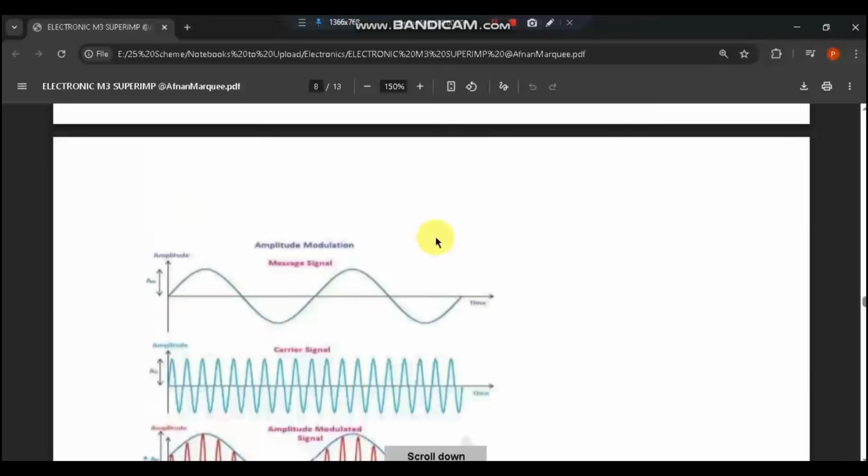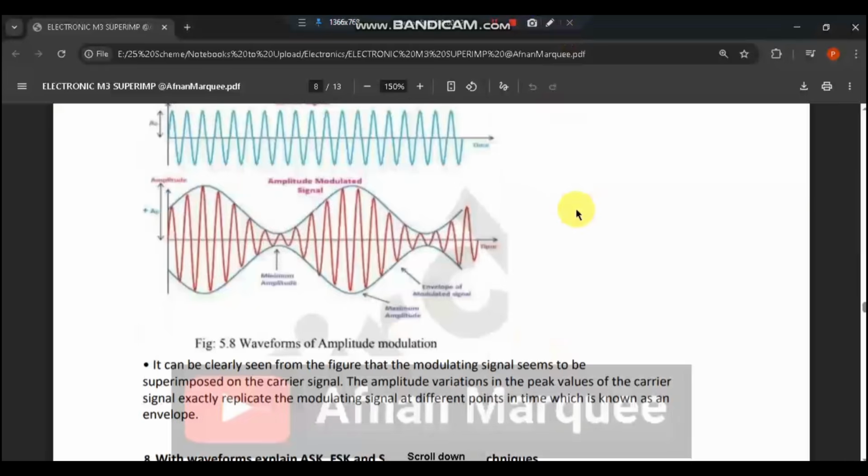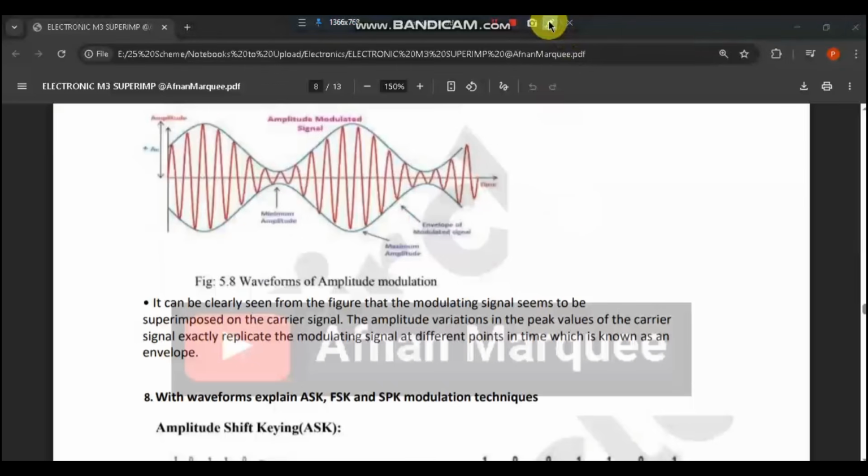If I show you the diagram, the amplitude modulation will be like this. If you want the signal to be like this, the carrier signal will be like this, the information signal will be like this. If we combine them both, we'll be getting this one, which will be finally used. This is called the waveform of amplitude modulation. It can be clearly seen from the figure that the modulating signal seems to superimpose on the carrier signal. The amplitude variations in the peak values of the carrier signal exactly replicate the modulating signal at different points of time, which is known as the envelope.